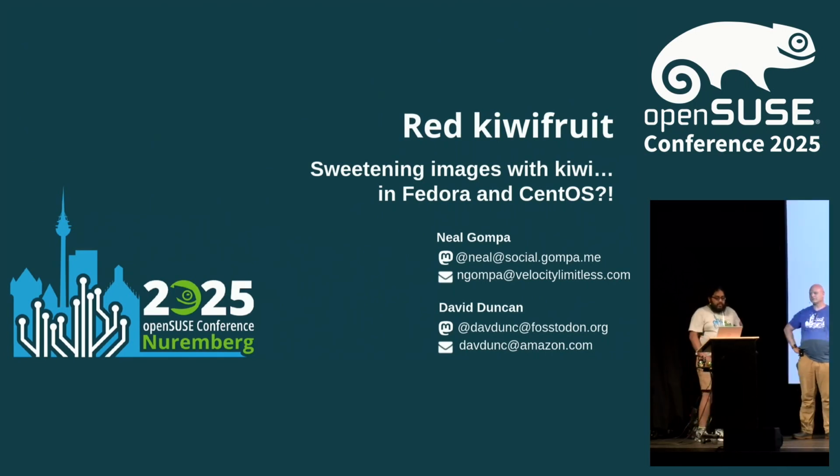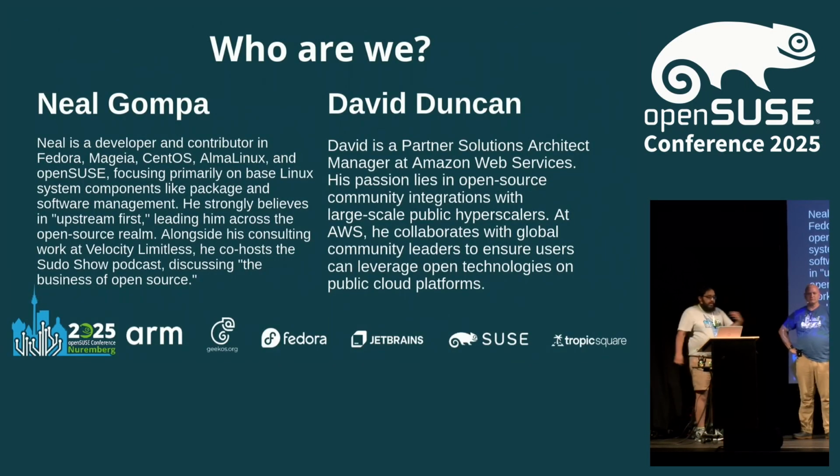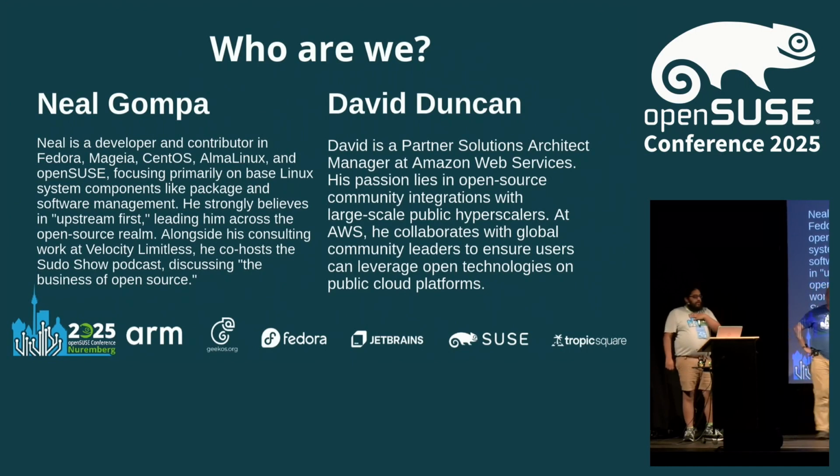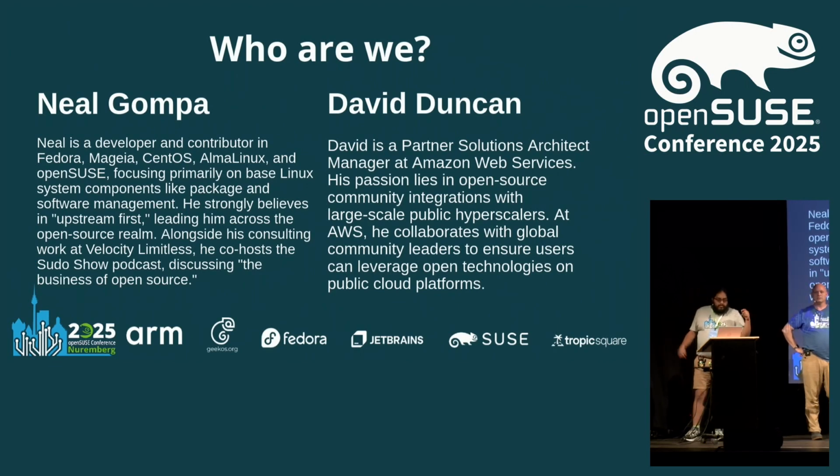So, let's see, we're ready to start. A little bit about ourselves. I have been around doing stuff in the community for a long time. I think it's now been at least 10 years for openSUSE, longer for some others. So I do stuff in Fedora, Mageia, openSUSE, CentOS, Alma, whatever. I do a lot of stuff at the base layer and in desktop Linux. And I have my own company, Velocity Limitless, where I'm basically an open source mercenary.